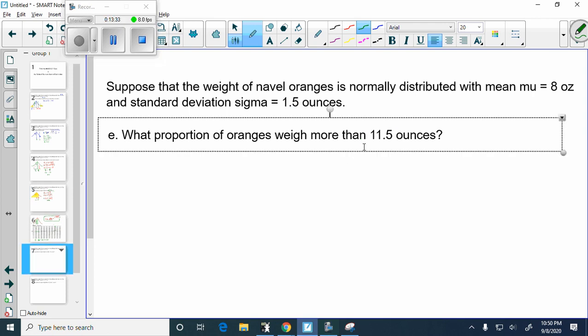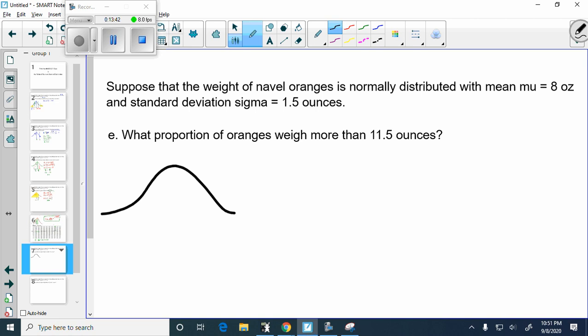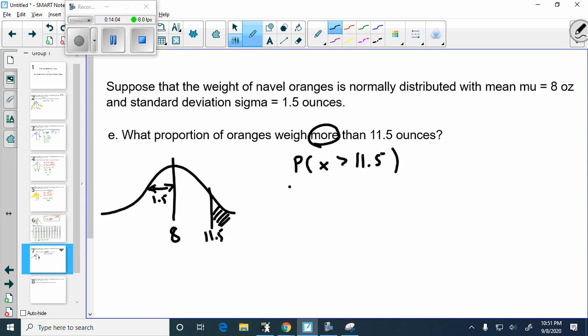What proportion of oranges weigh more than 11.5 ounces? Okay, start with a picture. Always start with a picture. Here it is. The middle of this is 8. The standard deviation is 1.5. This is 11.5. And I want this area more than that. So next, what do I do? I standardize it. I want to know the probability X is bigger than 11.5. So I'm going to standardize that. Z is bigger than 11.5 minus 8 over 1.5. My mean and my standard deviation.